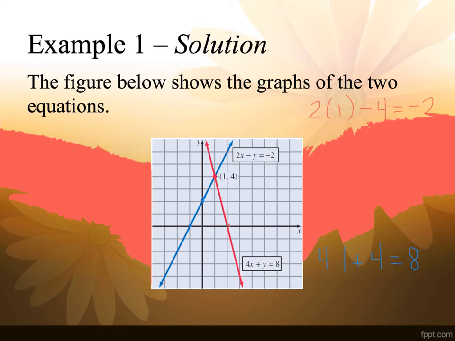So we can always check our solution to a system of equations by plugging the x coordinate into the equation and its corresponding y coordinate and making sure that the two sides come out equal to one another. So here we've demonstrated the first example of solving a system of linear equations by graphing. Now this is an example of a consistent system of equations. What makes it consistent is that it has at least one solution.